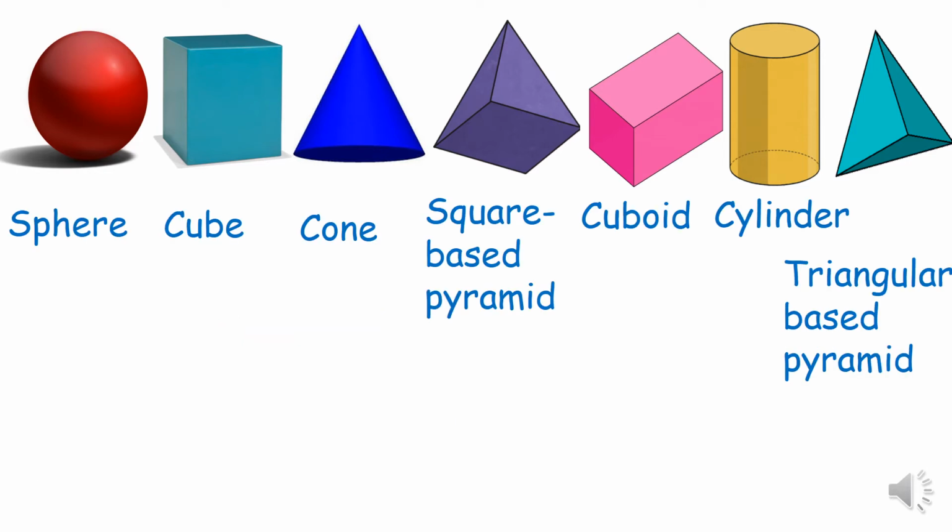Well done if you got it correct. So the first shape is a sphere, the second shape is a cube, the third shape is a cone, the fourth shape is a square-based pyramid, the fifth shape is a cuboid, the sixth shape is a cylinder, and the last shape is a triangular-based pyramid.